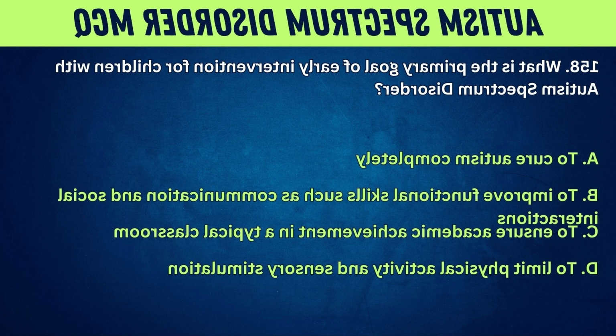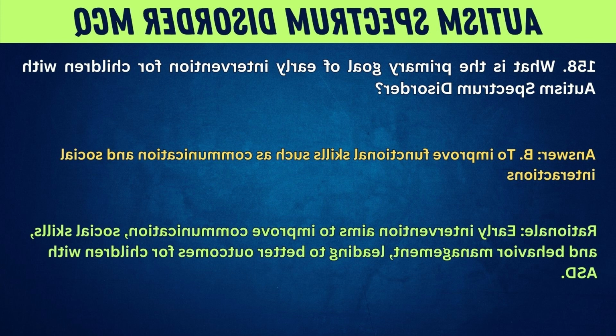158. What is the primary goal of early intervention for children with autism spectrum disorder? A. To cure autism completely. B. To improve functional skills such as communication and social interaction. C. To ensure academic achievement in a typical classroom. D. To limit physical activity and sensory stimulation. Answer: B. To improve functional skills such as communication and social interactions. Rationale: Early intervention aims to improve communication, social skills, and behavior management, leading to better outcomes for children with ASD.